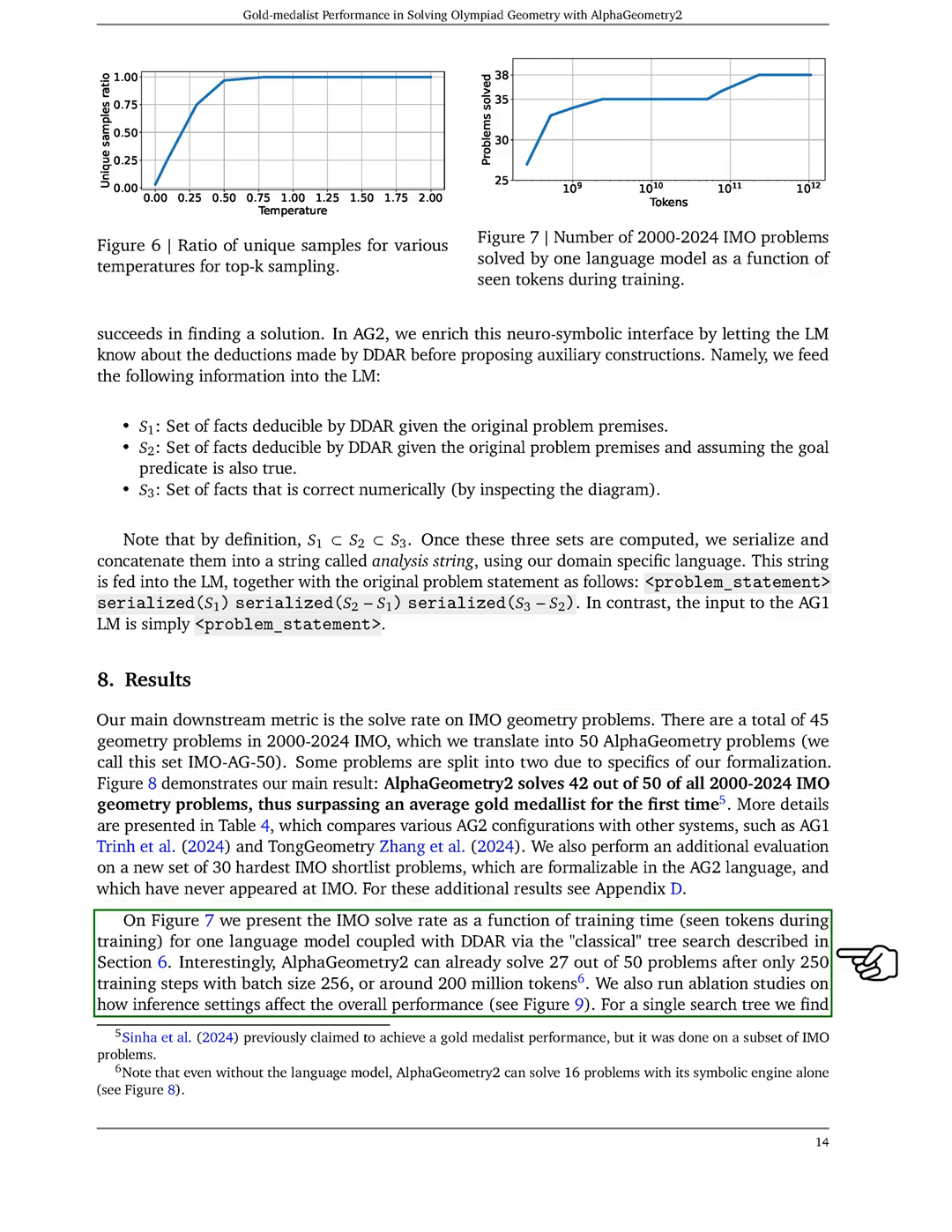In another figure, we show the solve rate for IMO problems based on the training time, measured by the number of tokens seen during training, for one language model using a classical tree search method. Notably, AlphaGeometry 2 manages to solve 27 out of 50 problems after just 250 training steps, which corresponds to around 200 million tokens. We also conduct ablation studies to see how different inference settings impact performance.